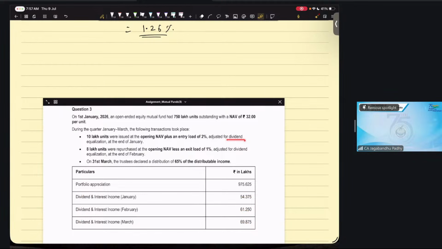First up, what is this dividend equalization, everyone? What is this dividend equalization part over here? Because that's the very crucial part over here, or that's the only thing which is going to be stopping you from solving this question. So let's understand what is this dividend equalization.